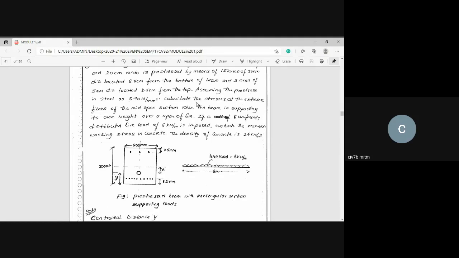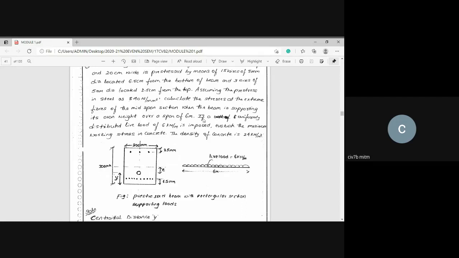So this problem is clearly asking what will be the stress encountered in the PSC element or PSC section at the extreme fibers of a midspan section. Please note this point. It is asking the stress for a PSC element at a midspan section when the beam supports its own weight, that is dead load, over a span of 6 meters.